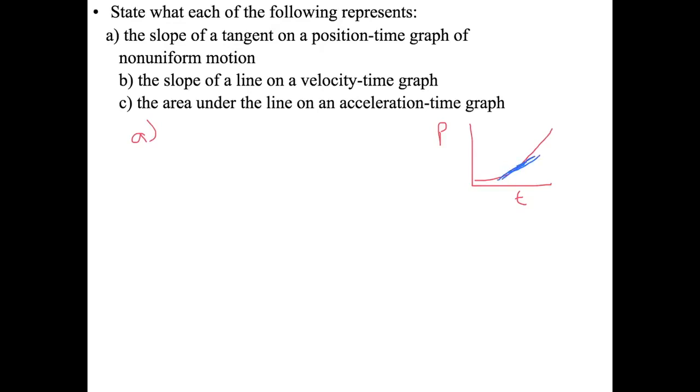Okay. So the slope of the tangent is going to represent our instantaneous velocity at the particular point where the tangent hits the line. So at that instant, right there in time, that is going to be the instantaneous velocity.